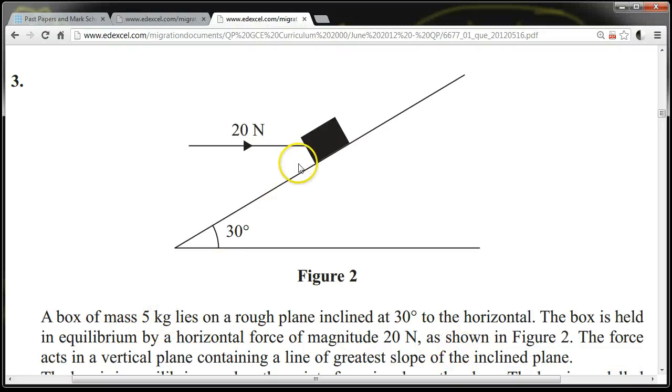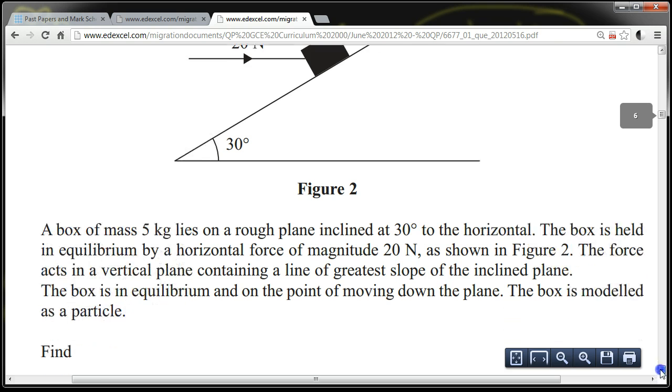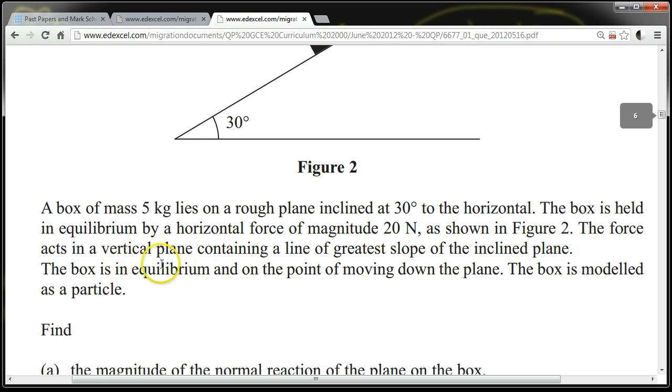A box of mass 5 kilograms lies on a rough plane inclined at 30 degrees to the horizontal. The box is held in equilibrium by a horizontal force of magnitude 20 newtons, as shown in figure 2. The force acts in a vertical plane containing a line of greatest slope of the inclined plane. The box is in equilibrium and on the point of moving down the plane.